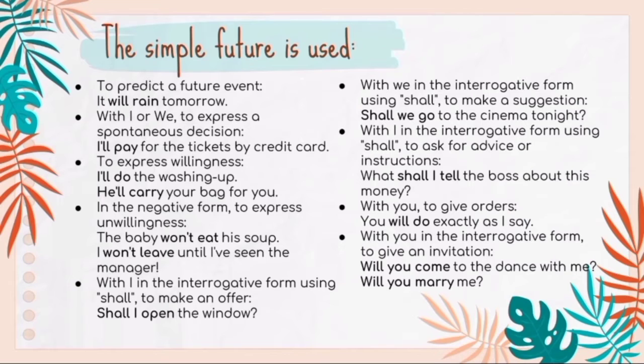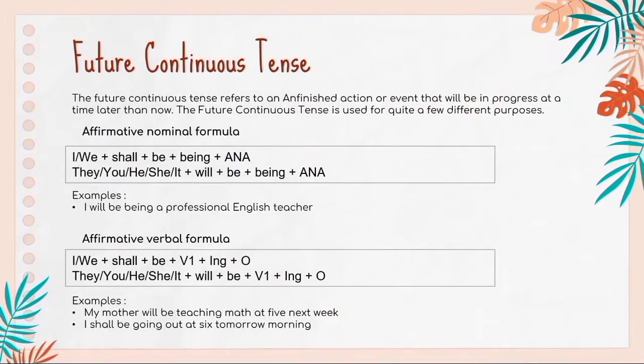Number 9. With you in the interrogative form to give an invitation. As an example is, will you come to the dance with me? Will you marry me? And the second is future continuous tense.